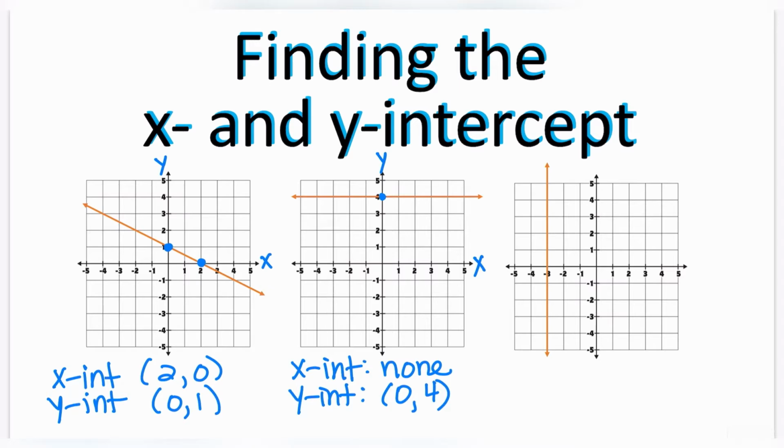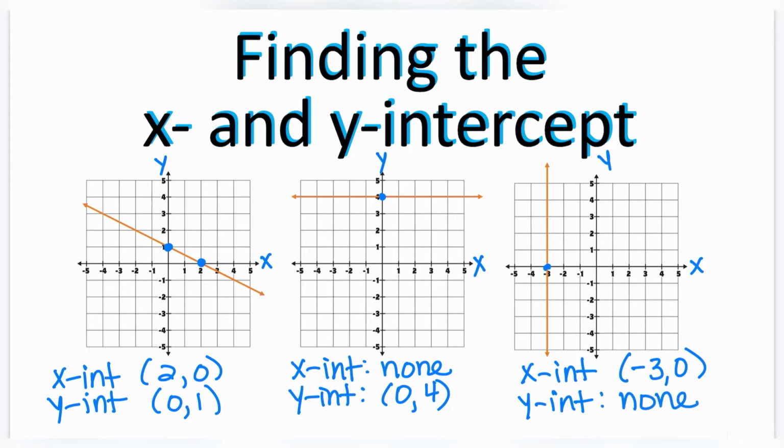The third graph that you see in front of you is of a vertical line. Now this vertical line is going to cross the x-axis at the point -3, 0. So this vertical line has an x-intercept of -3, 0. However, the y-axis is never going to get crossed by this vertical line because the line is going to continue going up and down, but it's never going to cross the y-axis. So that means that there is no y-intercept at all. The y-intercept is none. There's no y-intercept.